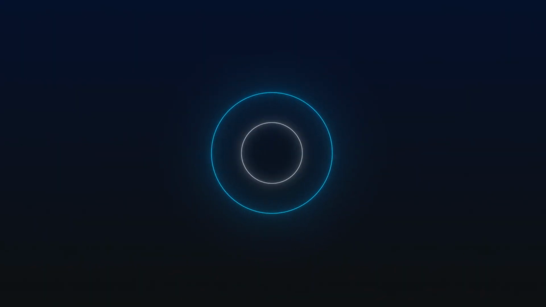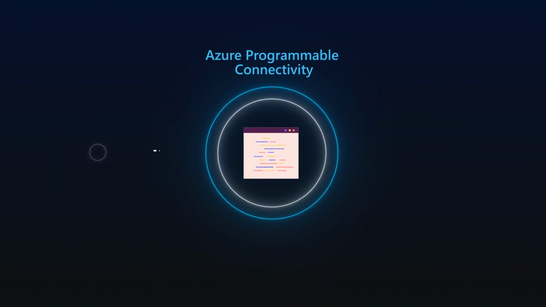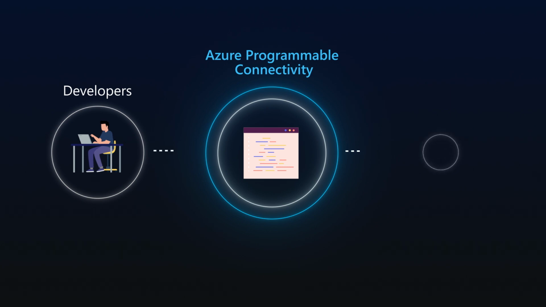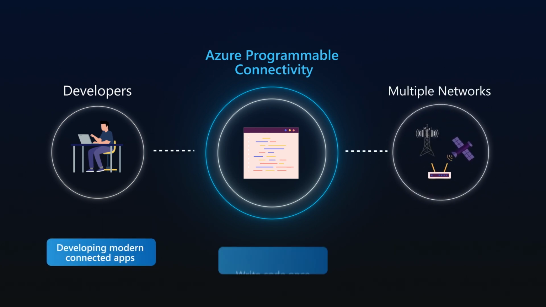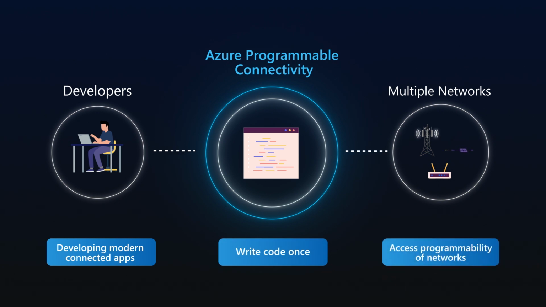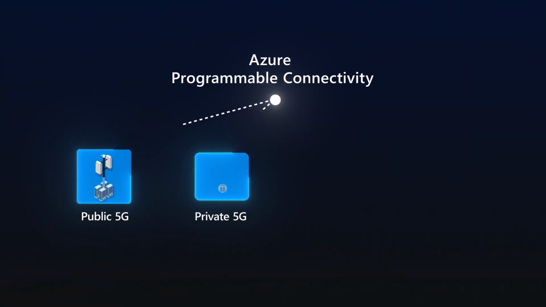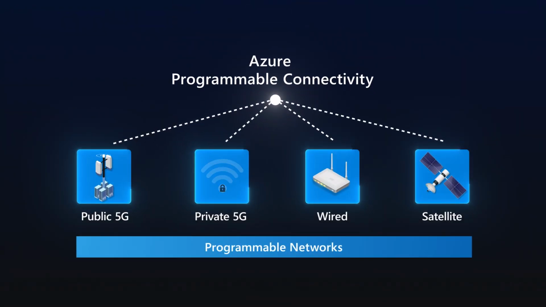To simplify access to network APIs, Microsoft has developed Azure Programmable Connectivity. This service provides the tools to write and deploy edge-native applications that can access the intelligence and programmability of today's networks. Developers will have the ability to write applications that can interact with different connectivity environments.